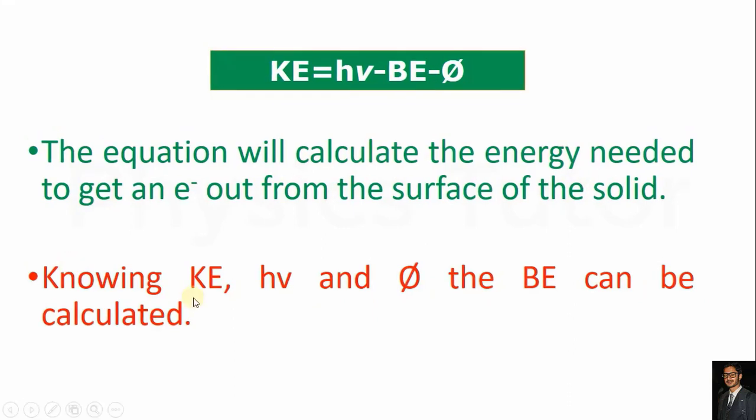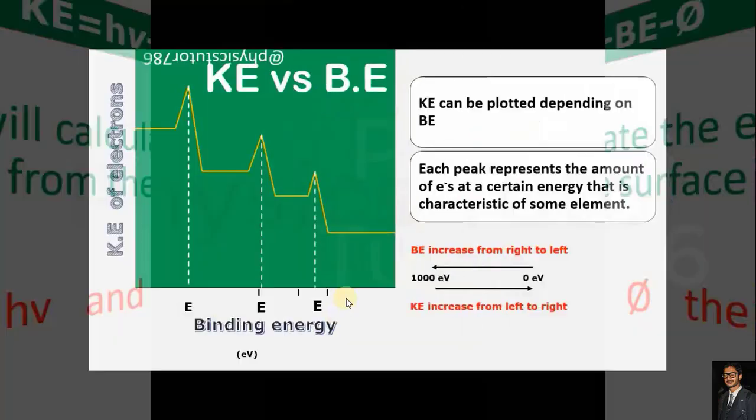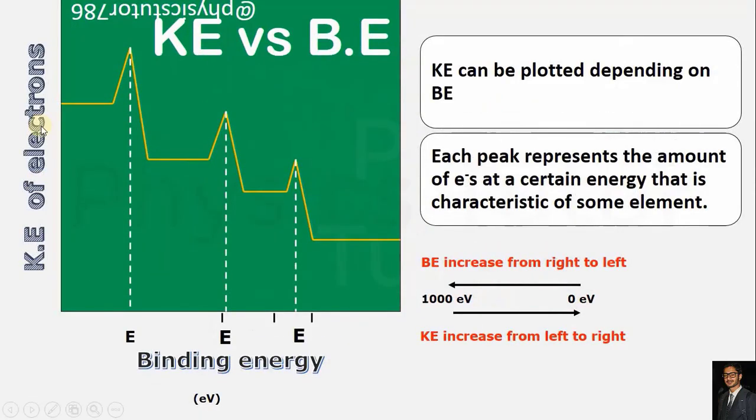To understand the relation between kinetic energy and binding energy, we see a graph. This graph is between kinetic energy of electrons and binding energy. Binding energy is taken on the x-axis and kinetic energy of electrons is taken along the y-axis. So binding energy increases from right to left. This is the peak value, this is the first peak value, second peak value and third peak value, and so on. This shows the binding energy and how this binding energy is increasing. And from left to right, this shows the peaks, how kinetic energy is increasing or decreasing.